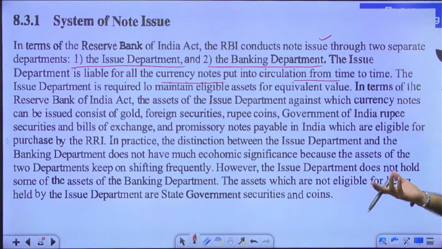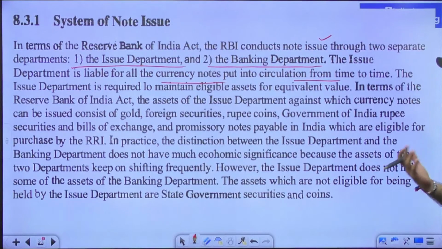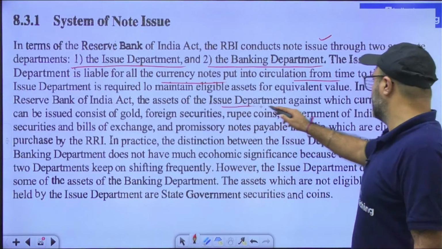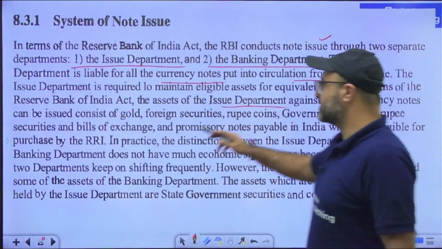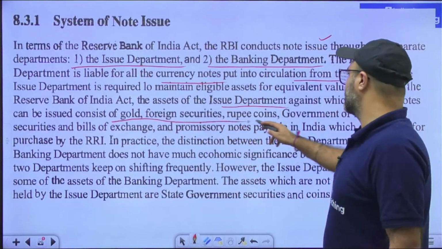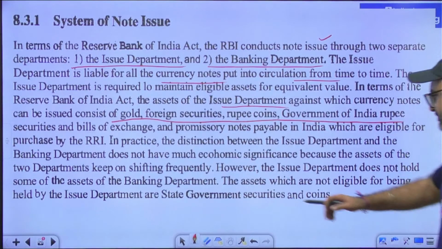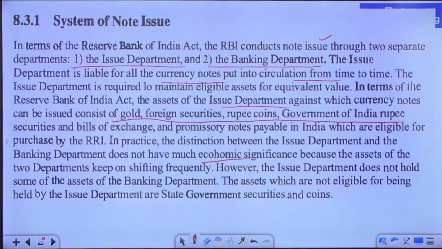The issue department is required to maintain eligible assets for equivalent value in terms of reserves. In terms of RBI Act, the asset of issue department against which currency notes can be issued consist of gold, foreign securities, rupee coins, government of India rupee securities, bill of exchange, promissory notes payable in India whatsoever. In practice, the distinction between the issue department and banking department does not have much economic significance because the asset of two departments keep on shifting frequently.